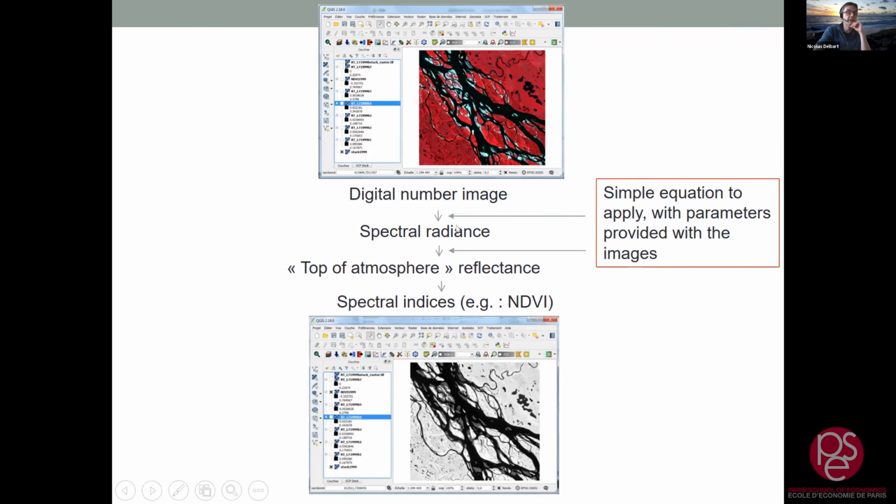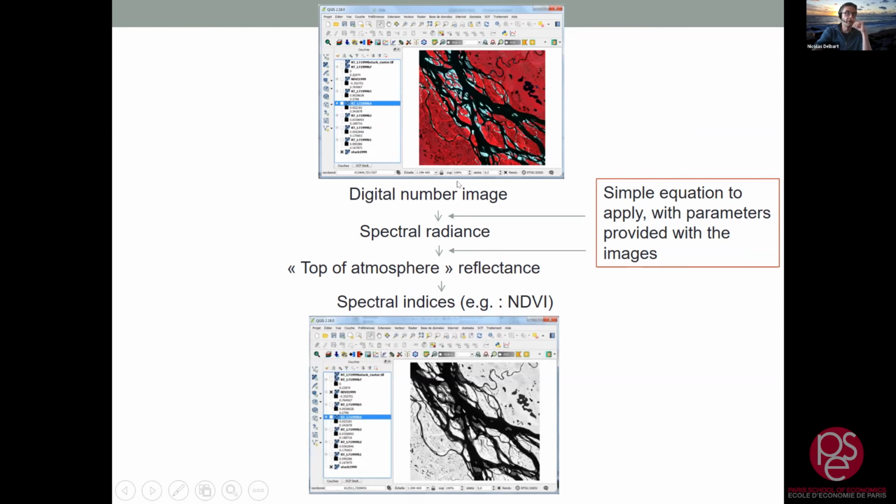When you have obtained the spectral radiance, you can derive the top of atmosphere reflectance, which is the reflectance of the object made of the surface and the atmosphere. And when you have this top of atmosphere reflectance, you can derive what is called the spectral index, which is what I recommend to use when you want to study surface dynamics. The best known spectral index is called the normalized difference vegetation index.